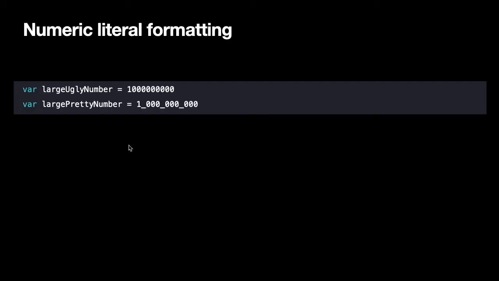Long numeric literals can be hard to read. You can put underscores in your numeric literals and they do not change the value. That lets you organize your integers or numbers by thousands, millions, billions, and so forth.